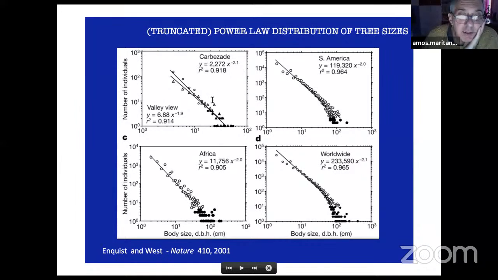And you see that this is true for various kinds of forest. Here we are just showing 4. Later on, we show more of them. And there is some truncation, meaning that you can find trees with sizes that are too big.